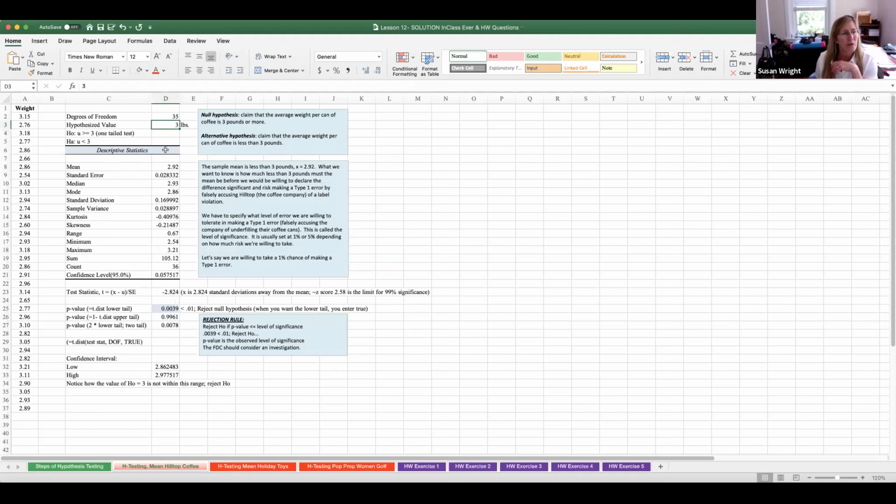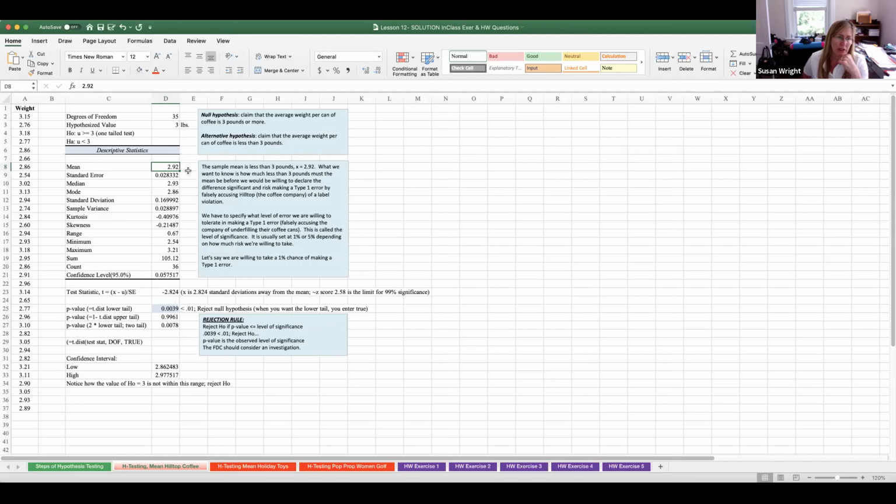All right, so I did the descriptive stats on these 36 cans, and it turns out that the mean weight in each can is less than 3. So what we want to know is, is this statistically significant in terms of the difference? It is below 3, right? So is that meaningful, in other words?